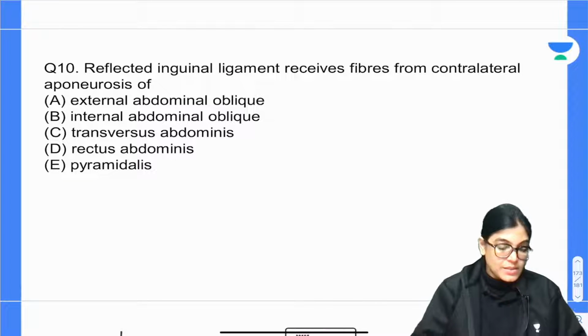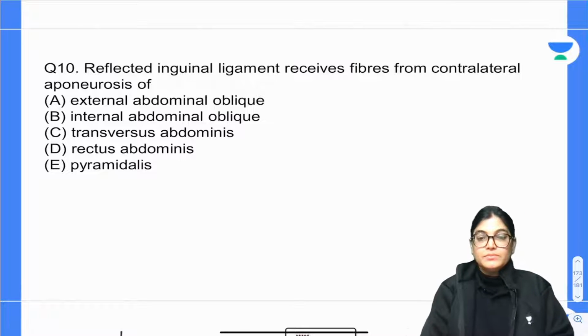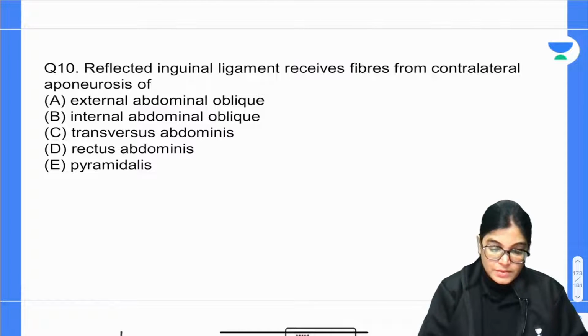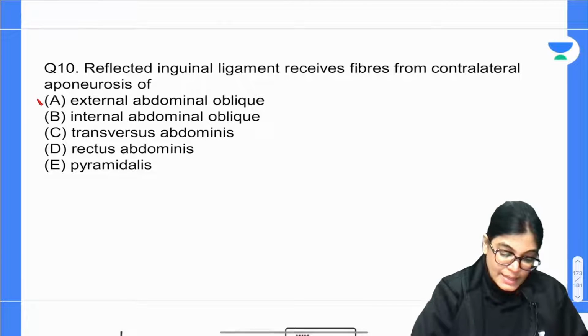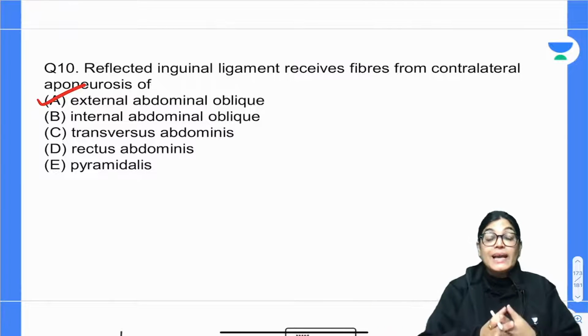So I got an answer from Amitabh Behra. What about others? The correct answer is external oblique muscle. The aponeurosis of the external oblique muscle on both sides is an extension.